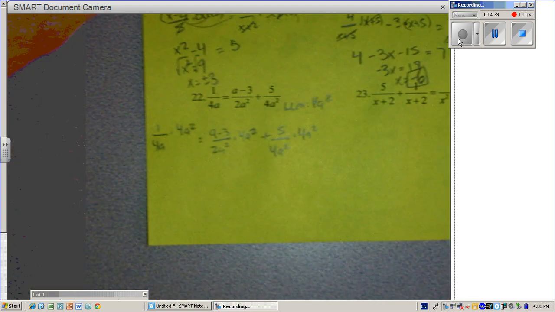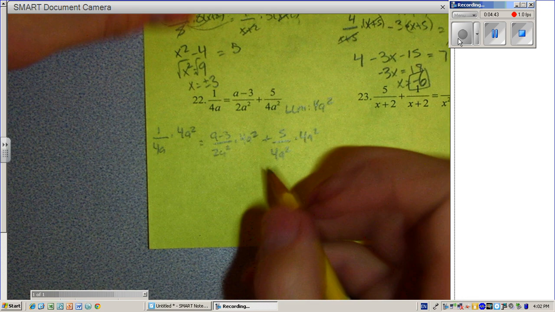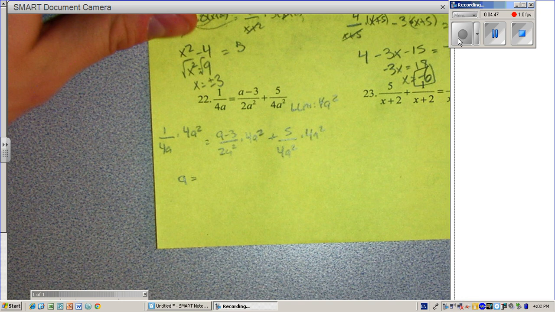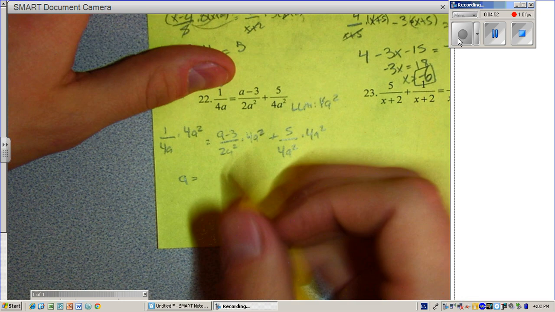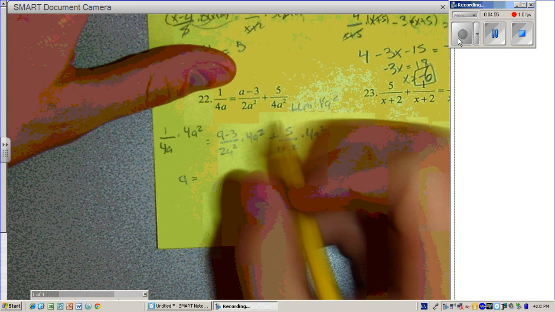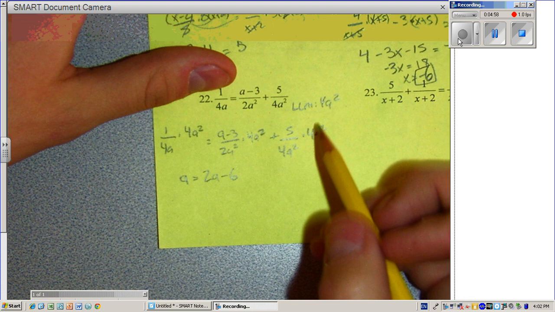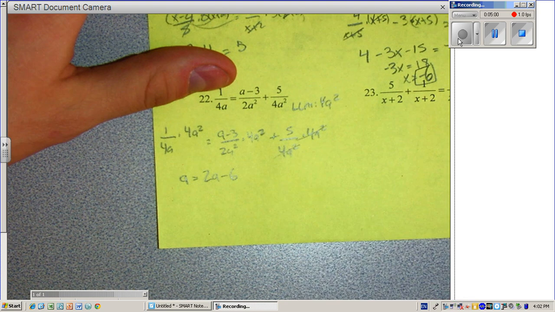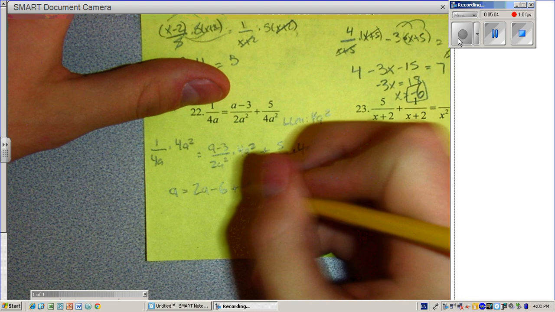Okay. What you'll notice is that 4a squared over 4a simplifies to just a. A minus 4a squared divided by 2a squared simplifies to 2. So I need to distribute this 2 times a minus 3. So I get 2a minus 6. And 4a squared over 4a squared simplifies to just 1. So I'm left with plus 5.